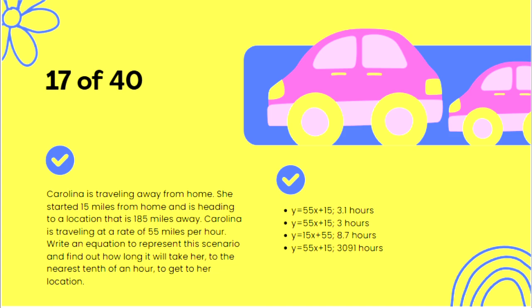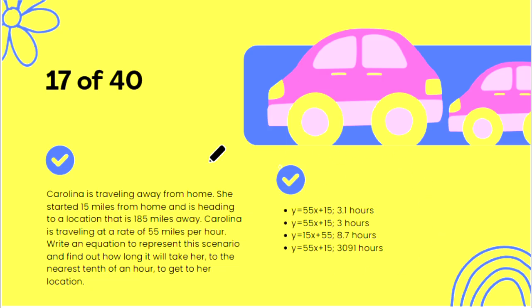Here's number 17. Carolina is traveling away from home. She started 15 miles from home and is heading to a location that is 185 miles away. Carolina is traveling at a rate of 55 miles per hour. Write an equation that represents this scenario and find out how long it will take her to the nearest tenth of an hour to get to her location.